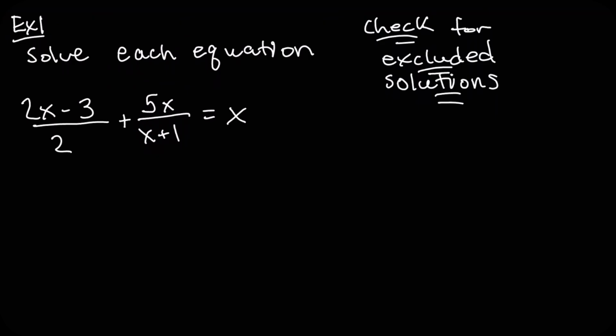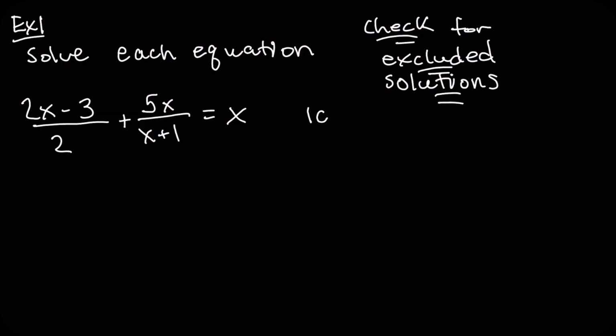Let's look at some rational equations and other types of equations and applications. So we want to go ahead and solve our equation (2x - 3)/2 + 5x/(x + 1) = x. First things first, find your least common denominator.